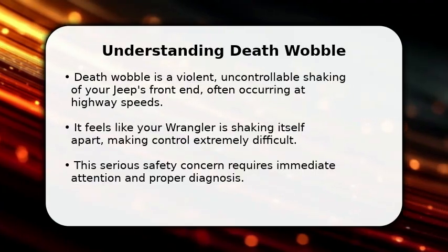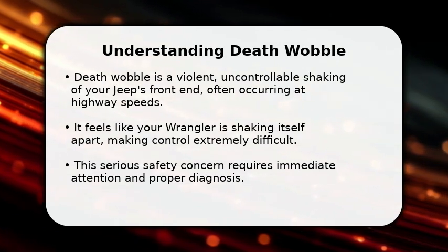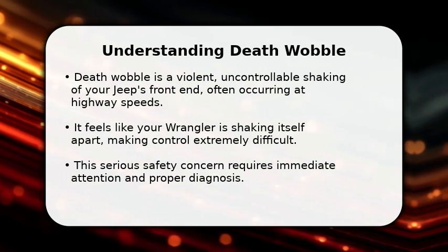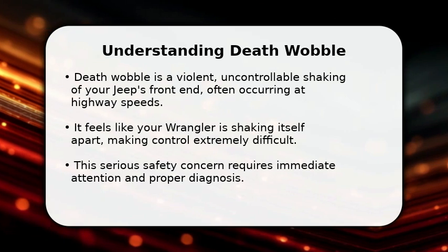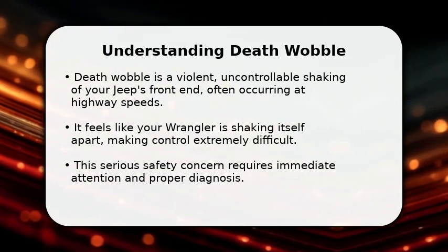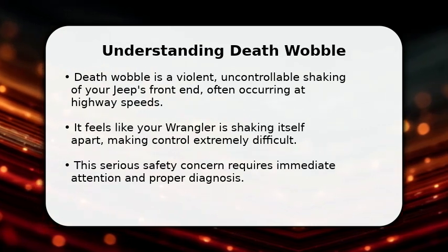In this video, I will explain how to fix death wobble in a Jeep Wrangler JK. Death wobble is a terrifying, violent shaking of your front end that can make you feel like your vehicle is falling apart. It's a rapid oscillation in your steering components, typically triggered at speeds above 45 miles per hour after hitting a bump or pothole.